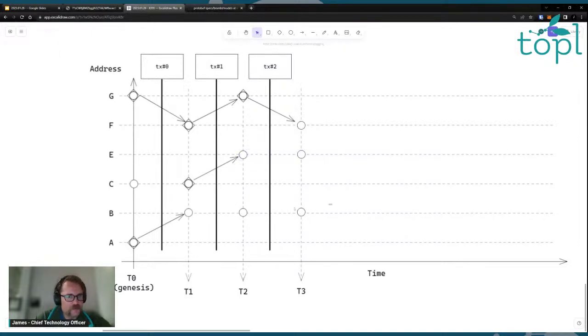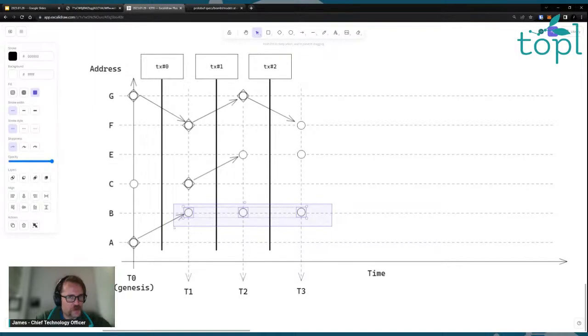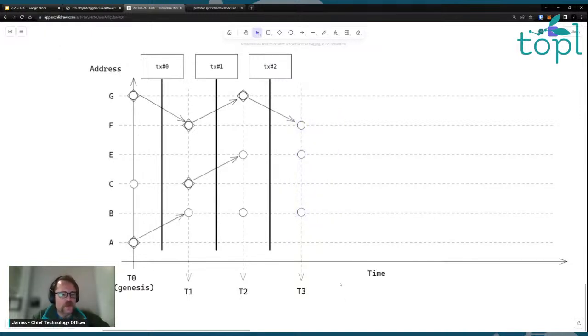And similarly, after the first transaction, the token at B was never moved, so it just stays there the entire time. So the end result is the UTXO set where F owns a UTXO, E owns a UTXO, and B owns a UTXO. And really, you just keep going. That's what DAGs are.